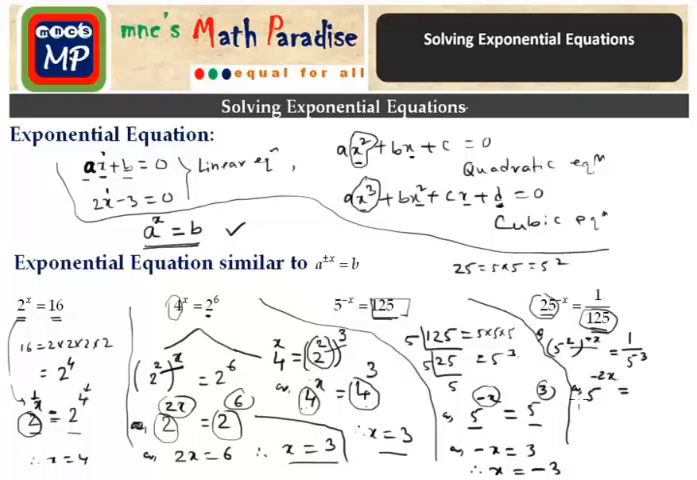So here the base is 5, but on the other side it is 1 divided by 5 to the power 3. So we need to bring this 5 to the power 3 to the top. If we bring this to the top, the power will become negative, so we will get 5 to the power minus 3. Therefore, 5 to the power minus 2x equals 5 to the power minus 3. So here the bases are the same, so we get minus 2x equals minus 3. If we cancel the minus signs, we get x equals 3 divided by 2.